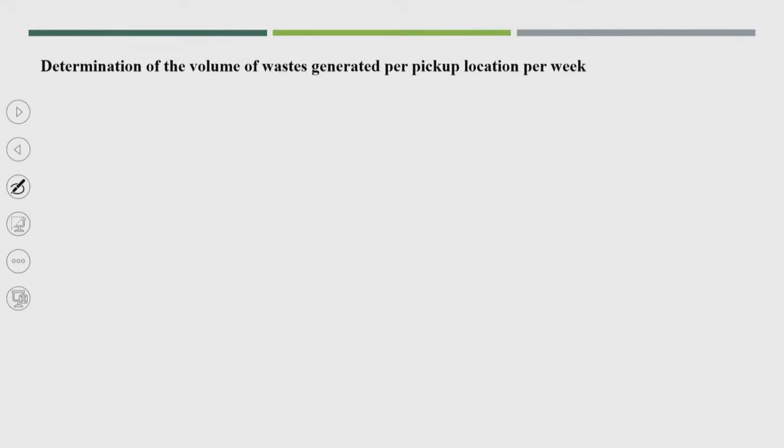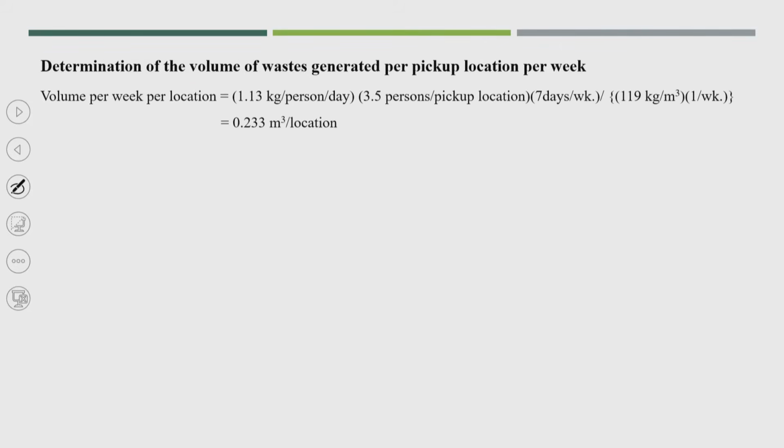Now, determine the volume of waste generated per pickup location, to calculate the volume of the vehicle. For the volume per week per location, we take the per capita generation multiplied by how many people are residing at that particular location, 3.5, and because it is a once-a-week collection, we multiply it by 7, that is the quantity of solid waste. We divide by density, which is given as 119 kg per cubic meter. In that way we can calculate the volume per week per location.